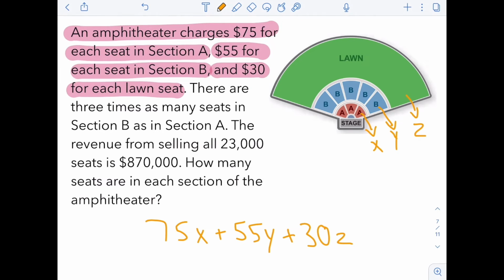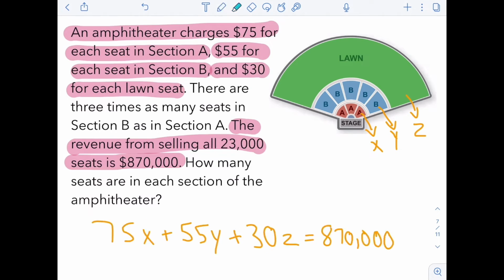So it looks like the farther you get from the stage, the cheaper it is. And if you look below, it says the revenue from selling all seats is $870,000. So that's like the total income they made. So when you add the cost of all the seats together, you're going to get $870,000. And we also know that there are 23,000 seats because they sold all 23,000 seats.